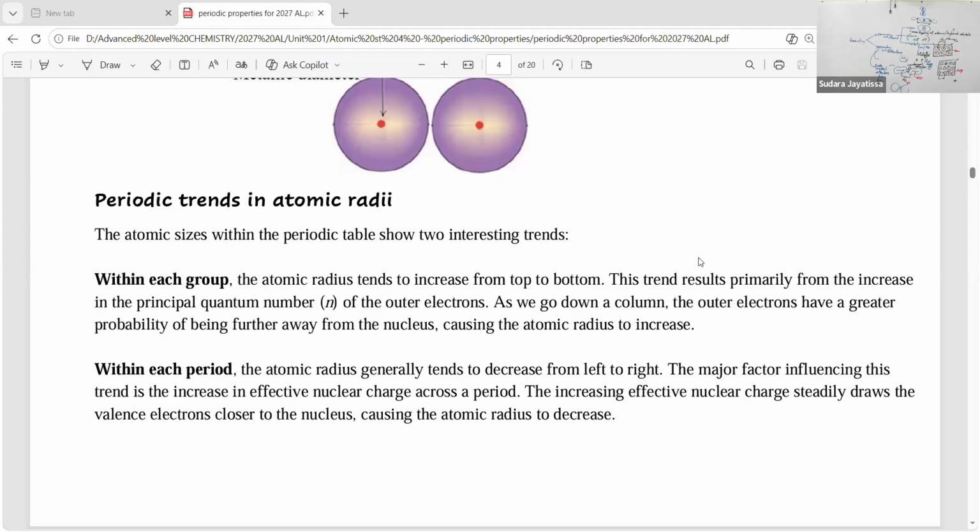Okay, last part. The increasing effective nuclear charge steadily, that last sentence, is the one you need to remember. Effective nuclear charge.